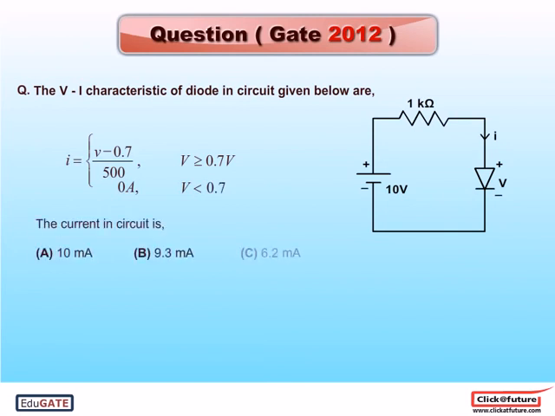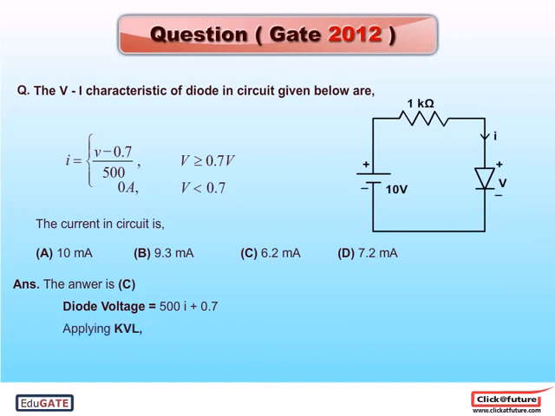From the given equation, I is equal to V minus 0.7 upon 500. We can say the diode voltage is equal to 500I plus 0.7. So applying KVL on the given circuit, 10 is equal to 1000I plus 500I plus 0.7. I is equal to 6.2 milliamperes. Thus, the answer is option C.